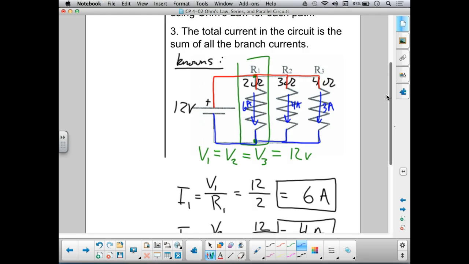If resistance is how much current is being resisted or made difficult to flow, higher resistance means it's harder for current to flow. That means there's going to be less current through that path. The number should be lower. And that is in fact what we see.